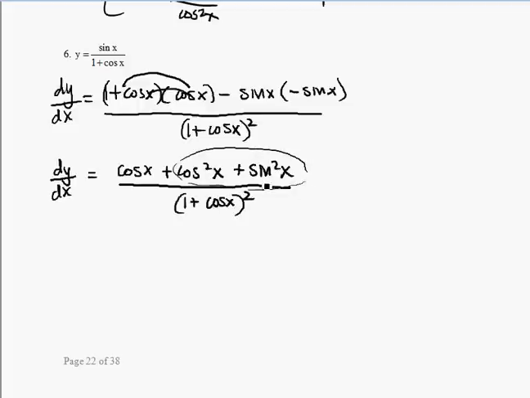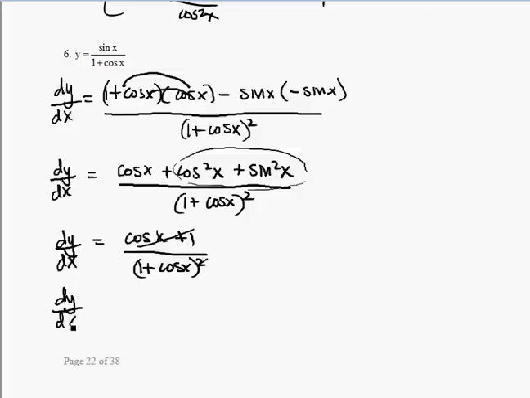Hopefully you all see that this is the Pythagorean identity, which is equal to 1. So I'm left with cosine of x plus 1 all over 1 plus cosine of x, quantity squared. This is the same as this, except there's two of them down here. So we're just left with 1, so I'm just going to cross out the exponent. So we get the derivative is equal to 1 over 1 plus cosine of x.